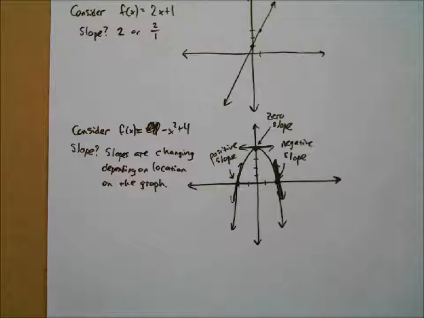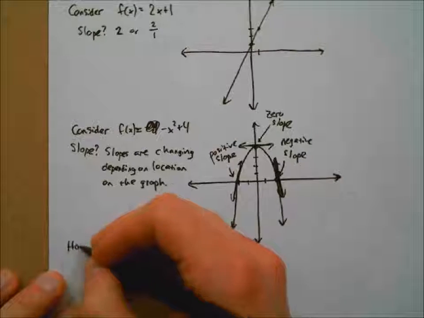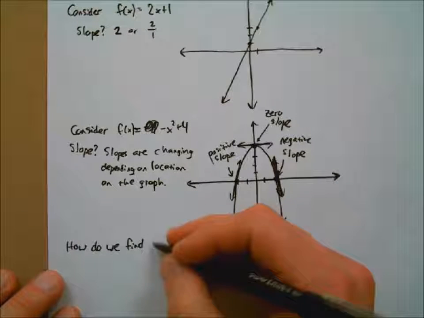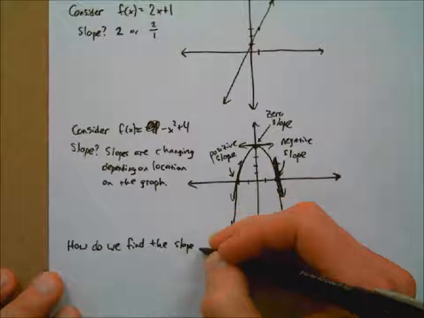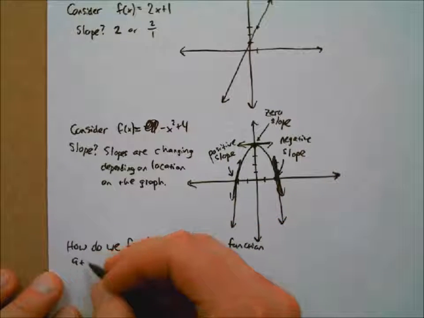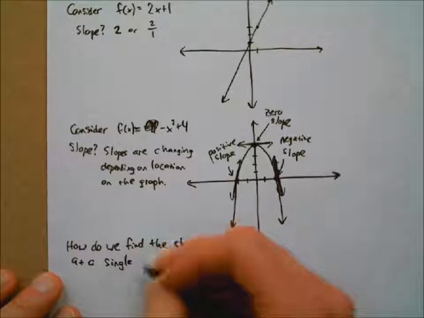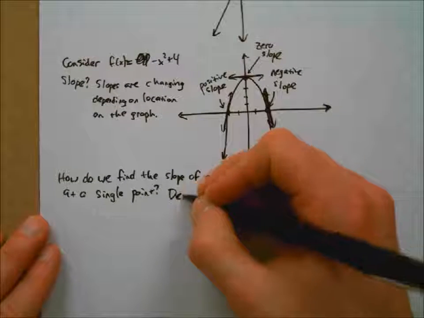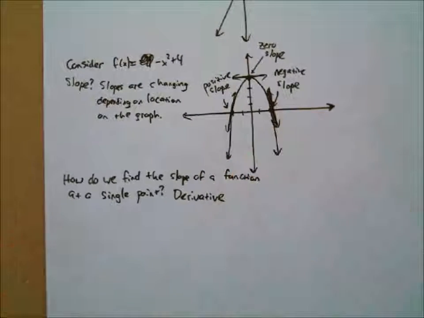So that's great, but can we be more precise? The real question is then, how do we find the slope of a function at a single point? We know how to find the slope of a function given 2 points. You just use the slope formula, rise over run. But how do you find the slope of a function at a single point? How can you find the slope using just 1 point? The answer to that is with calculus and using something called the derivative.